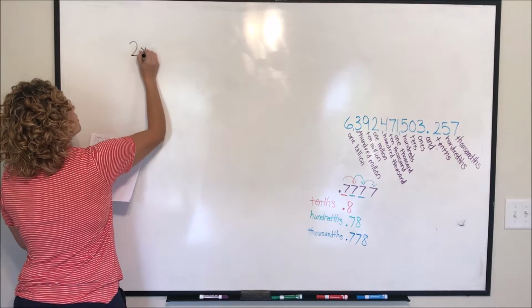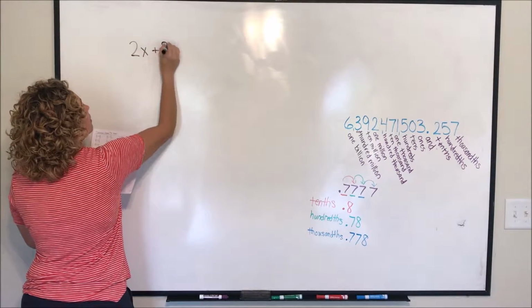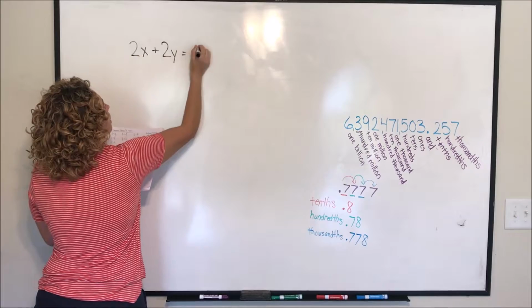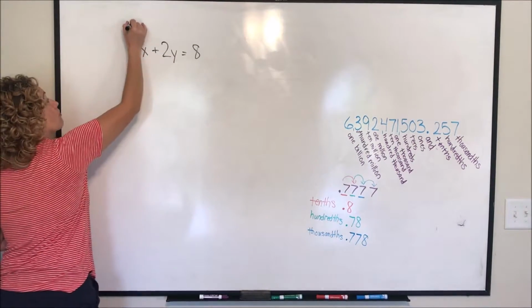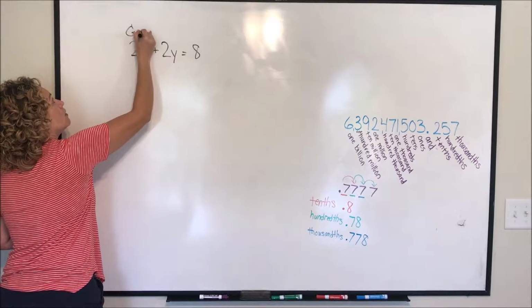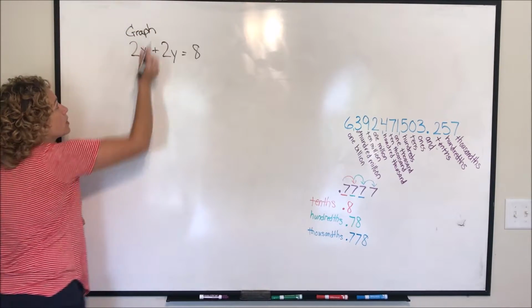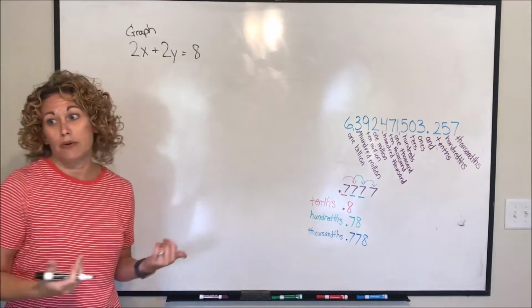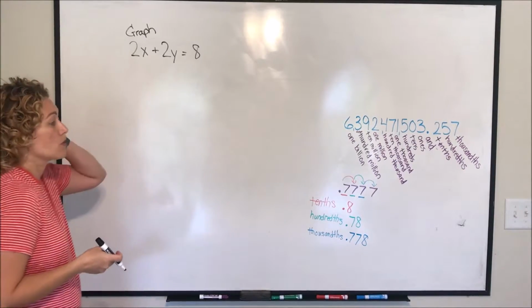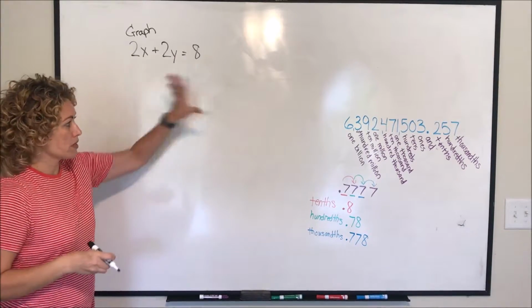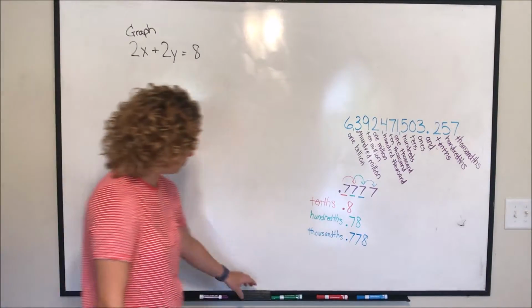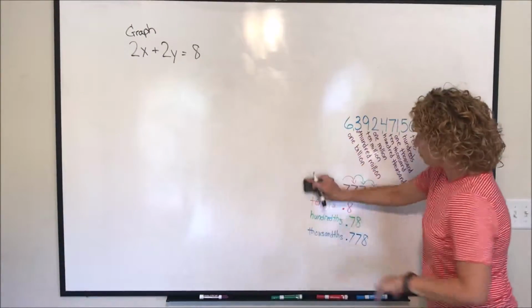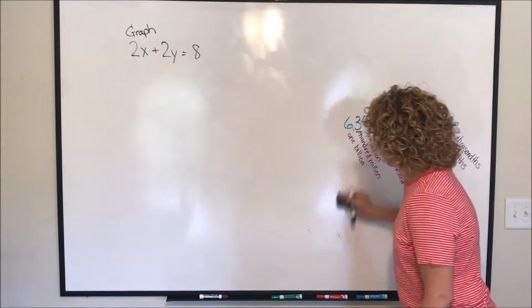2x plus 2y equals 8. Okay? Now, the directions say graph. Okay, so we are going to look at two different things here. We are going to look at solving this equation so that we can graph it and getting it on our graph. Okay, so go ahead and copy that down. If you feel comfortable with it, go ahead and work on it.